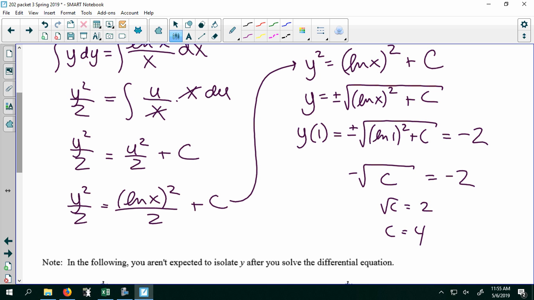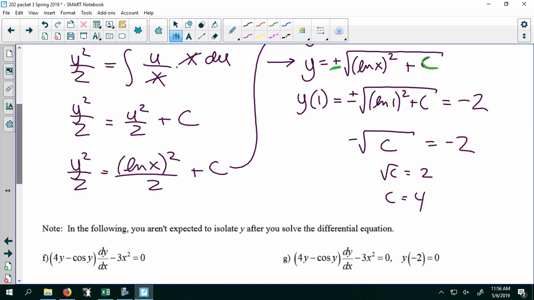So my final answer is this function, where now I know that I'm supposed to use the negative square root, and I know what c is. So I'm going to rewrite that formula with just a negative square root, and the value of c is 4. So I get, let's see, y equals negative square root of the ln of x squared plus 4.